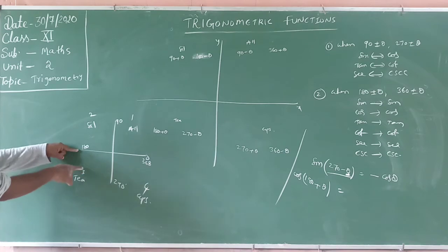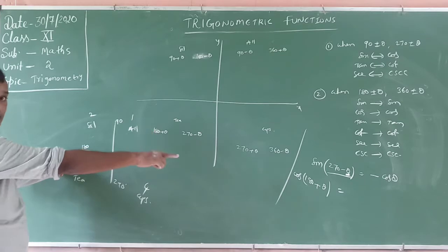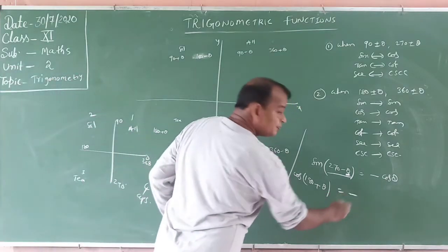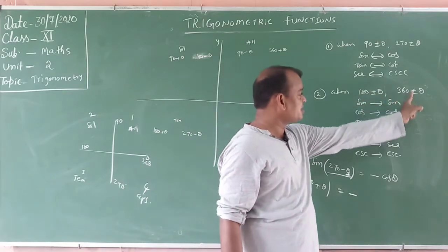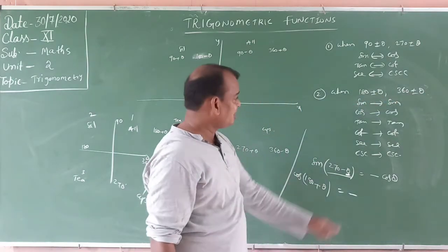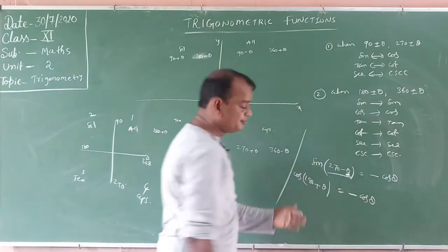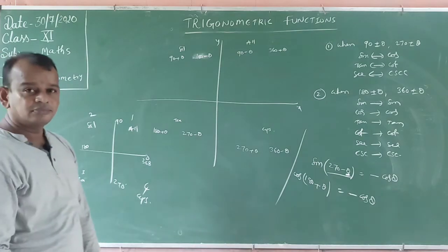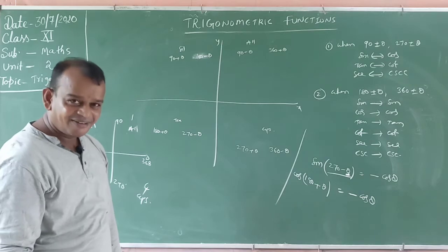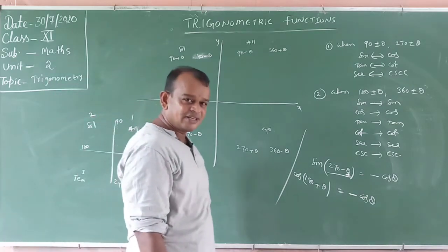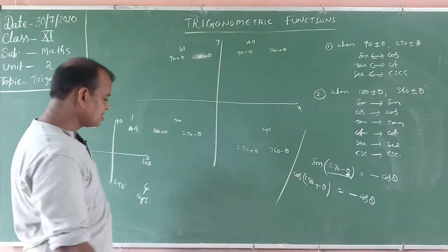180 plus theta means which coordinate? Third coordinate. Third coordinate, cos negative. 180 is there. Whenever 180 plus theta or 180 minus theta, 360 plus theta, 360 minus theta, the trigonometric ratios never change. Cos means cos. Cos theta. Understand? Yes or no? Say yes or no? Yes. You write another one, for suppose.